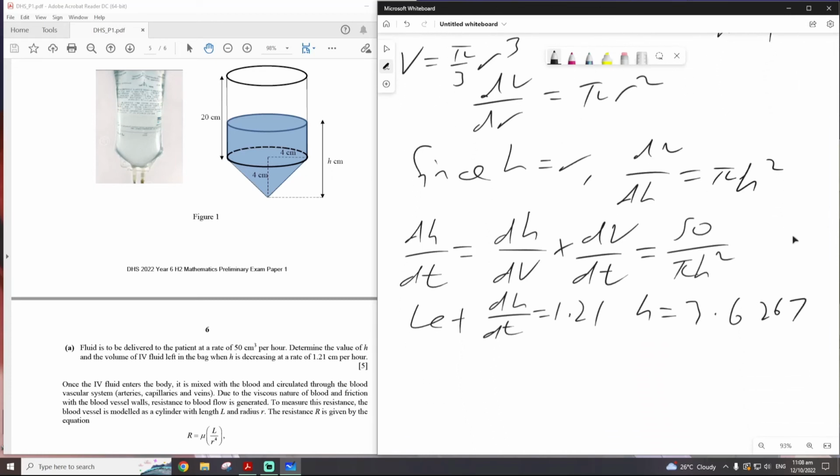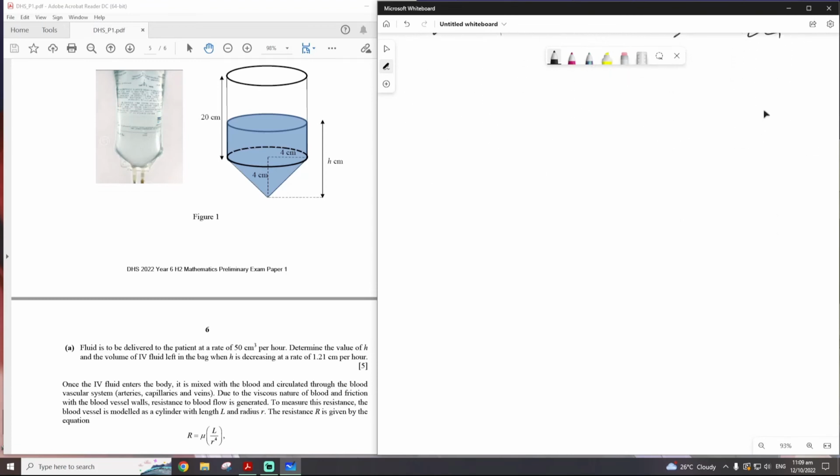And what is the volume at this point? You can sub this into the formula. Pi over 3 times this thing cubed, which is 49.955, which is 50. Okay? So this is 3.63 cm, this is 50.0 cm cube. And all these are 3 SF. Okay, cool.